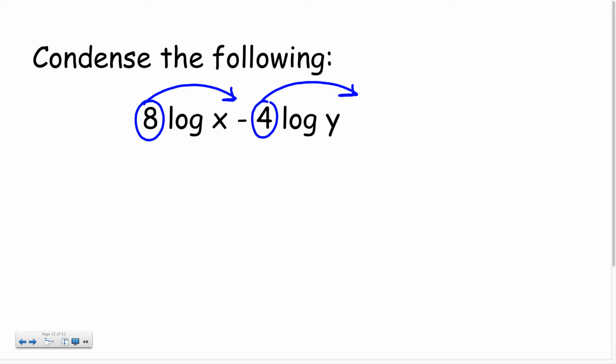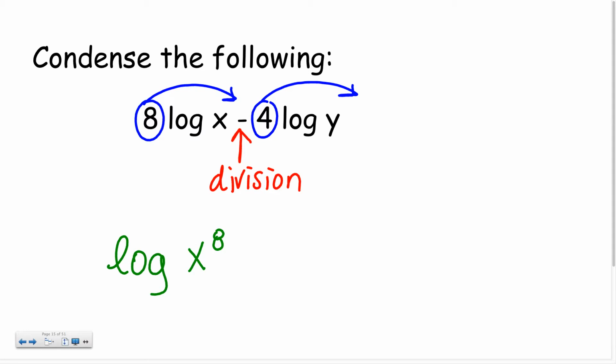I also see that I've got subtraction. When we expanded and we had subtraction, that meant we had division. So when you condense them and you see subtraction, everything after that subtraction is going to go on the bottom of your division. So if I put it all together, I'm going to have log of x to the 8th, because the 8 went back, divided by y to the 4th.